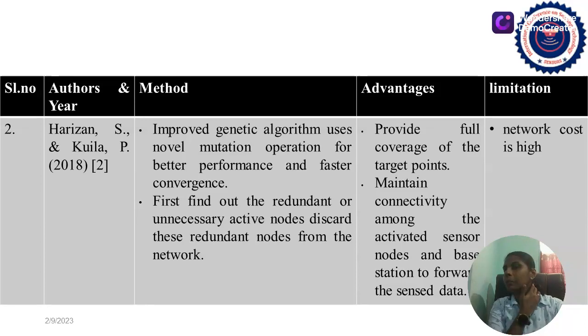So in their paper, they first find out which are the unnecessary active nodes, and then they are eliminated. The next advantage is full coverage of the target points, and then maintaining connectivity among the active sensor nodes and the base station to forward the sense data. And the limitation is the network cost is high.